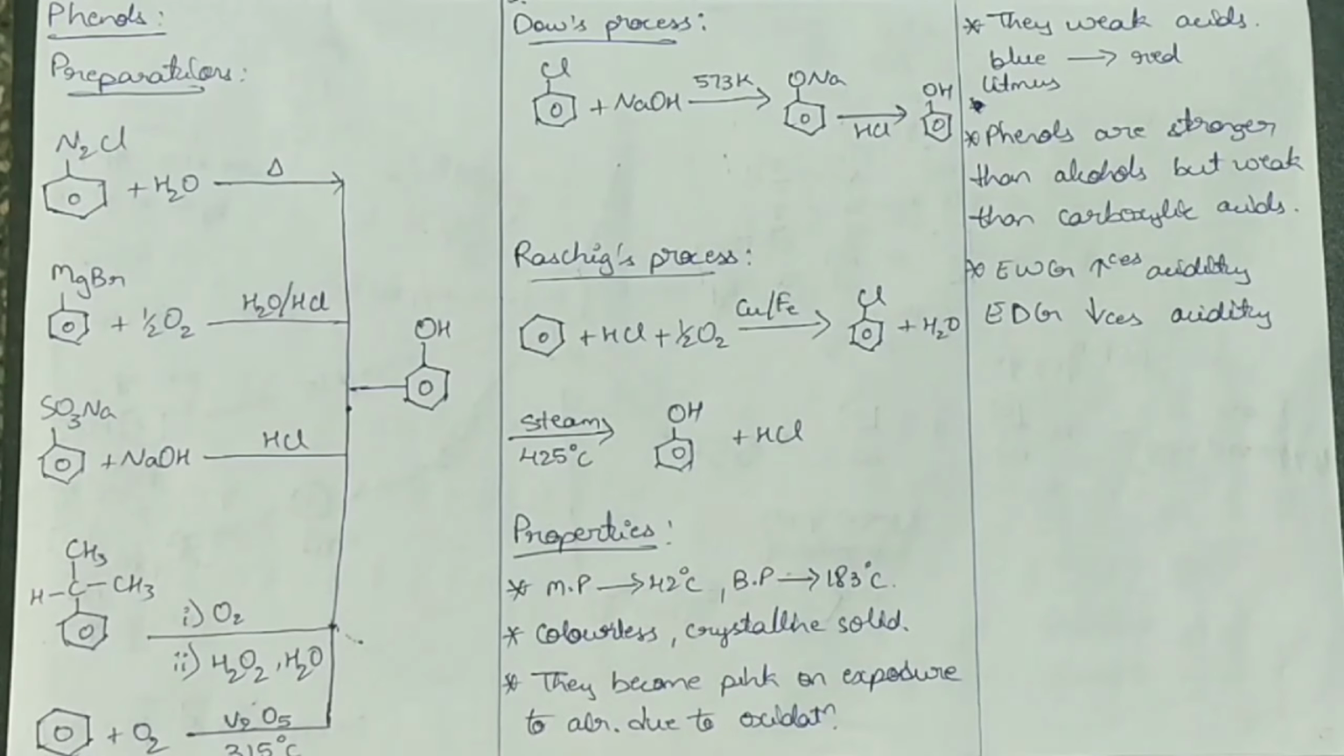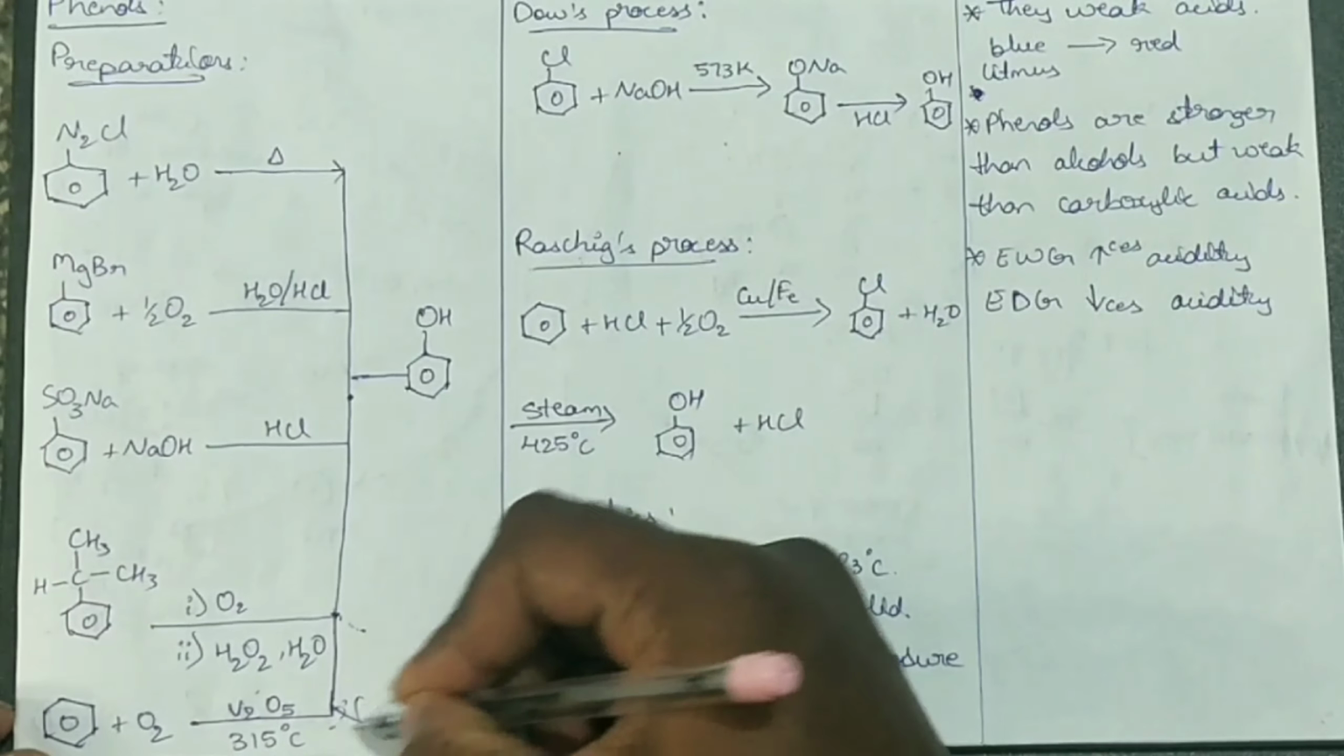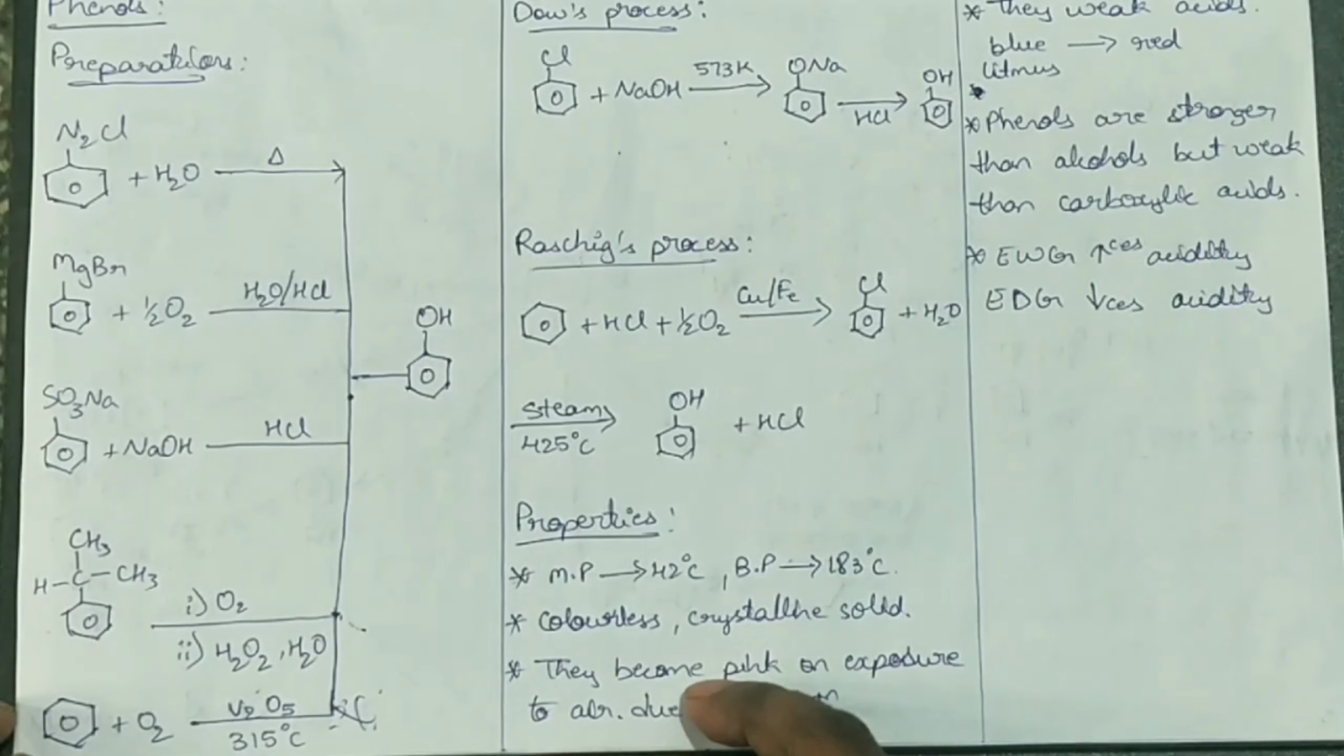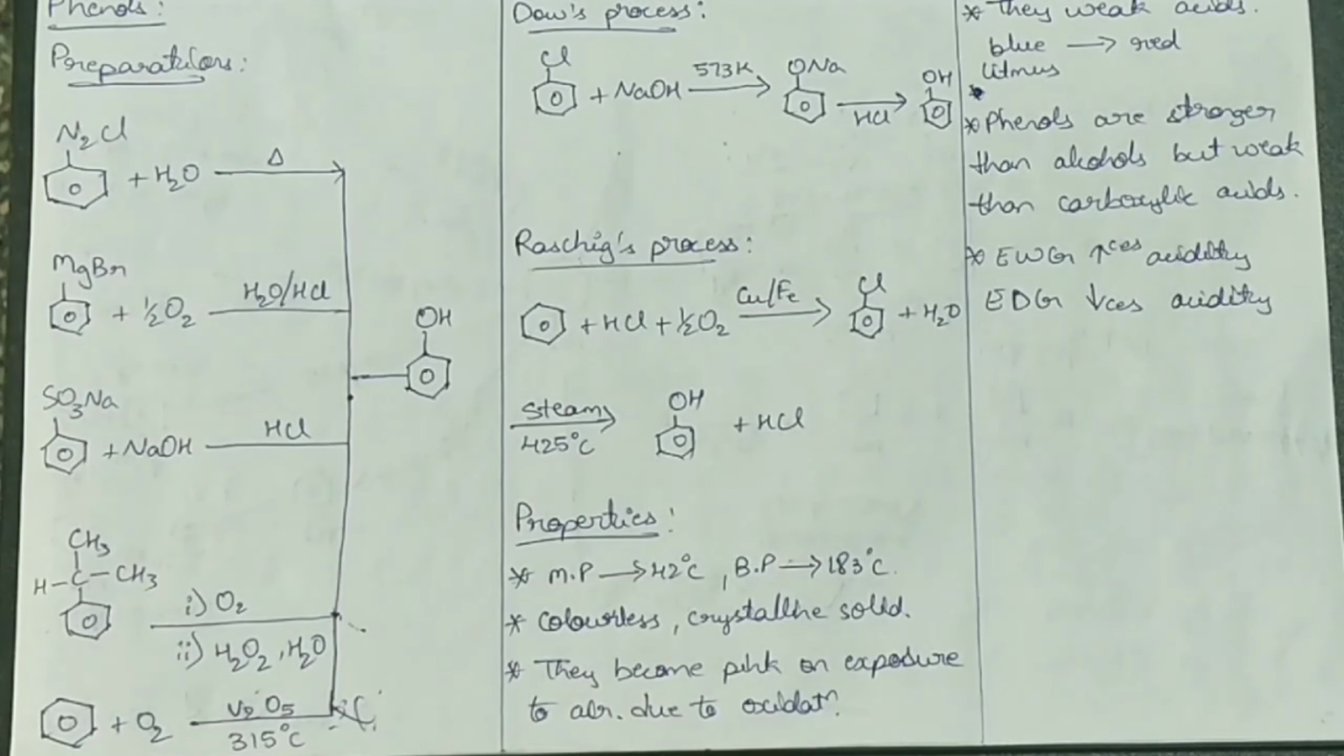Next, benzene on oxidation. This is another very important reaction. Benzene on oxidation with a catalyst at 315 degrees Celsius gives phenol. Another important preparation is known as the Dow process, where chlorobenzene is reacted with NaOH at 573 Kelvin to give sodium phenoxide. Further, the formed sodium phenoxide is reacted with HCl to give phenol.